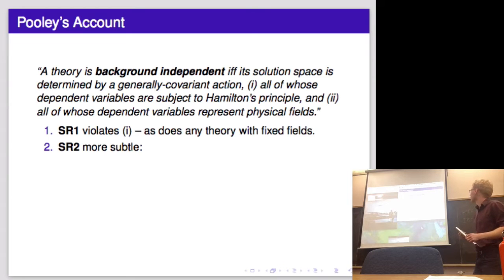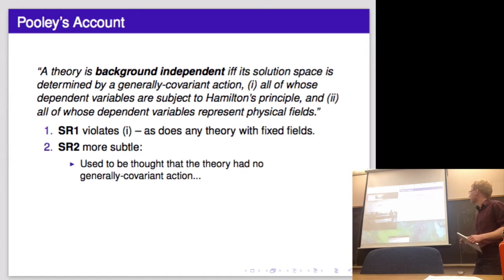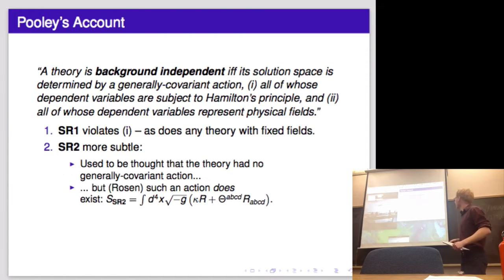But the case of SR2 is a little more subtle. It used to be thought that there was no generally covariant action for this theory. So in that case, SR2 would straightforwardly violate the definition of background independence. But then Rosen came out with an action that does, which looks like this. By the way, I realized that I forgot the term for the phi field, so you can imagine adding in an L_φ piece here.